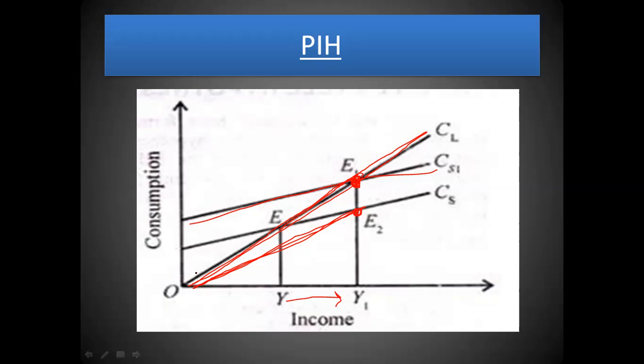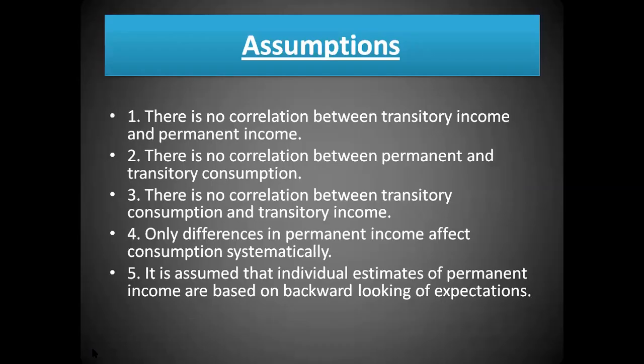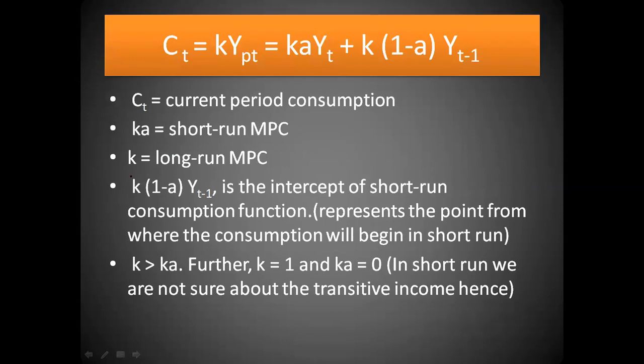But if there is a change in permanent income, you shift to a new consumption function altogether, and there the MPC remains the same, which is for the long run. Okay? So that is why in the long run consumption function the MPC is always more than the short run MPC. And short run MPC is represented by Ka, and the long run consumption function is represented by K. K is the long run MPC and Ka is the short run MPC, and K is always more than the Ka. Okay.